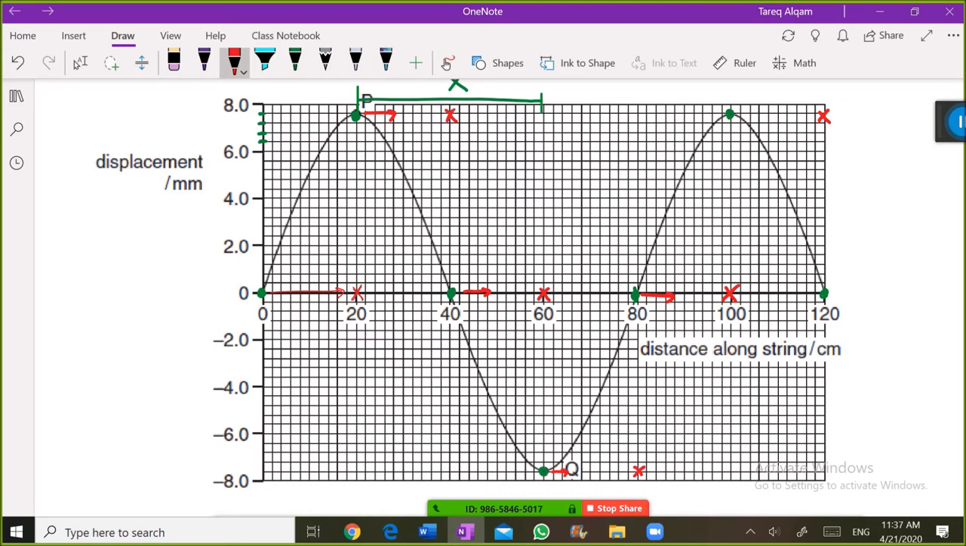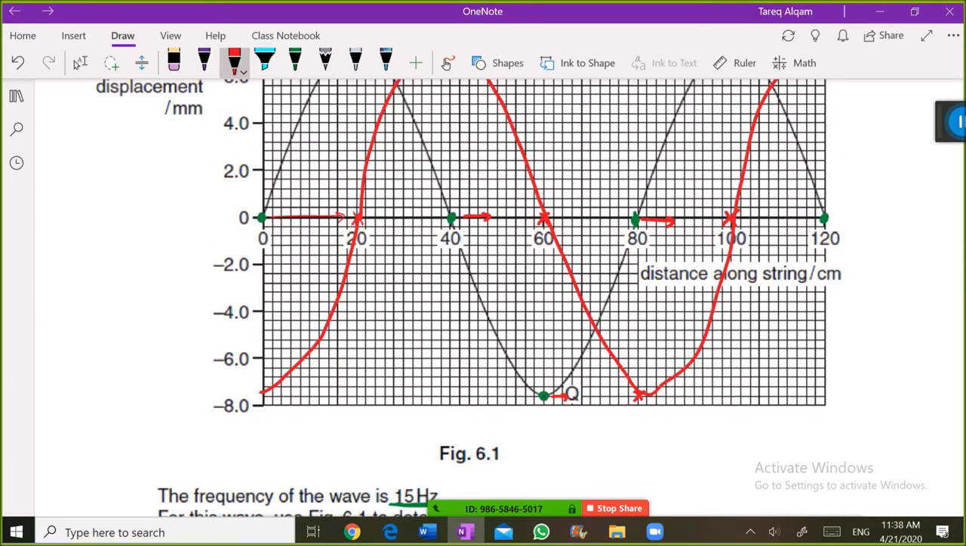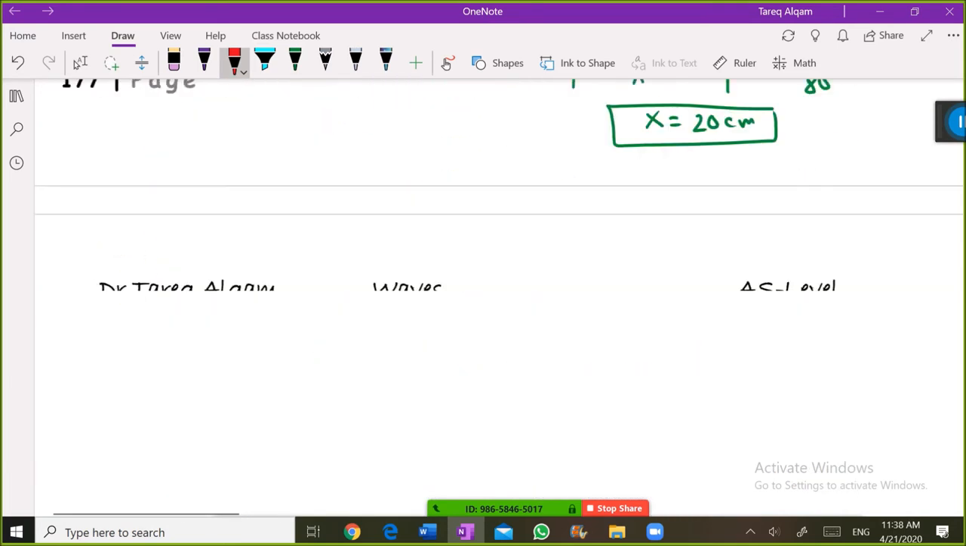I plotted all the points and I will connect the points like this. This is the shape of the wave. I have to also start it from here. This is the shape of the wave after a quarter period, and you can go back to the videos. You will find all these things in detail.